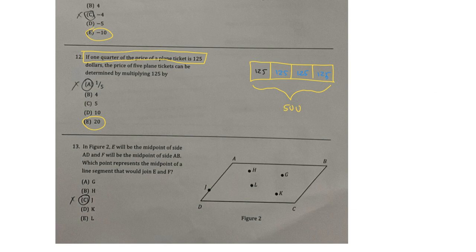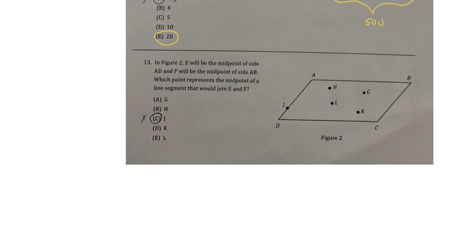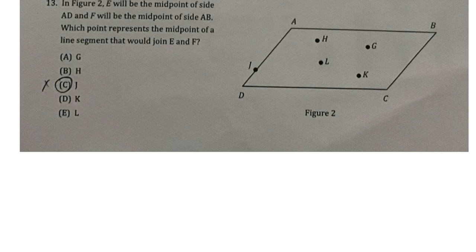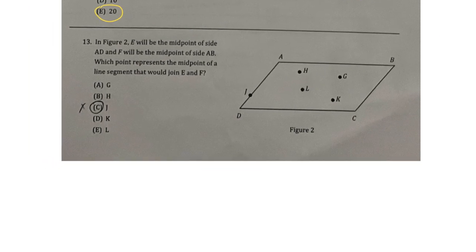Okay, looking at problem number 13. In that figure, E will be the midpoint of side AD. Okay, so I'm actually going to write that. So E is sort of like right in the middle there. F would be the midpoint of side AB. Okay, cool. So F is over here. Which point represents the midpoint of a line segment that would join E and F?